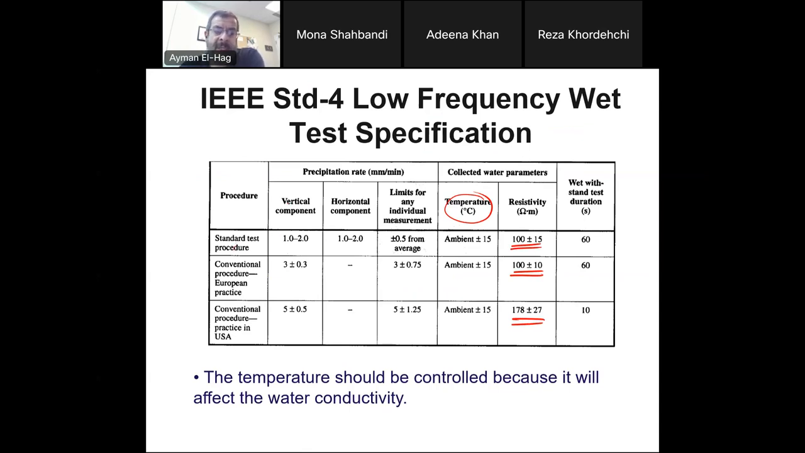There are some tests. We have the standard test procedure. We have the insulator in vertical and in horizontal positions. Okay, and also here we have the conventional procedure. This is the European standard, and here it is the US practice, and so on and so forth.